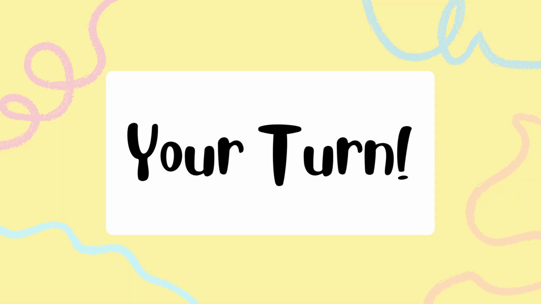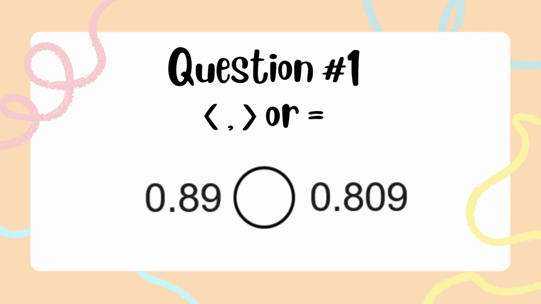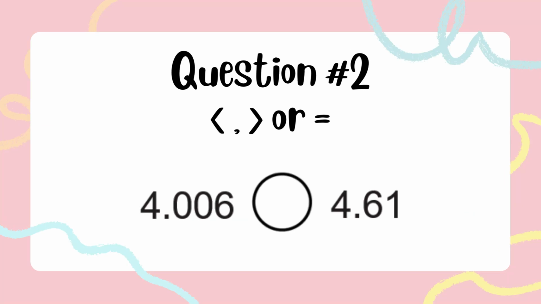All right, so now it's your turn to practice comparing decimals. So pause the video as you go through each question. Question number 1, 0.89. Compare it to 0.809. All right, question number 2, you're going to compare 4.006 to 4.61.